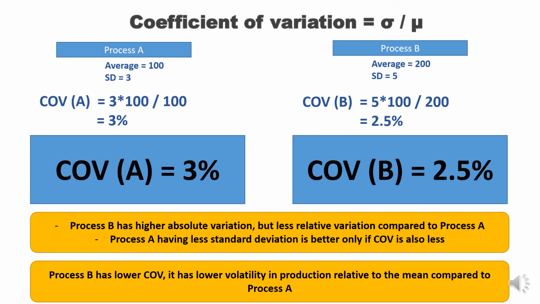Whichever is lower, that is the best. So process B has lower volatility in production with respect to the mean compared to process A.